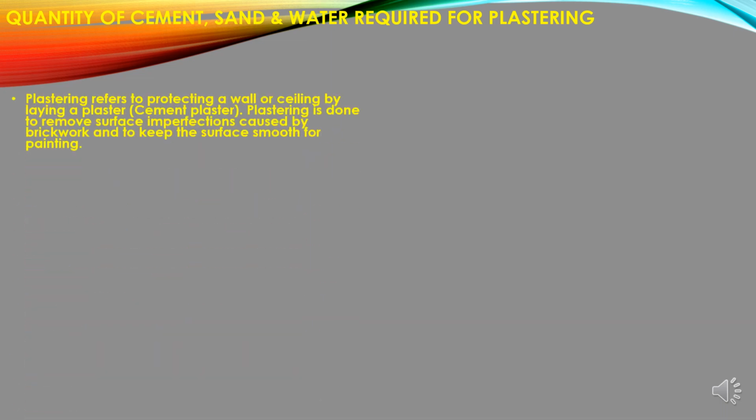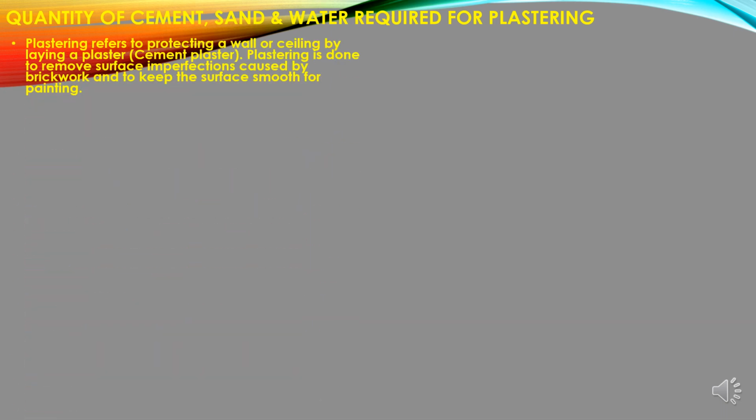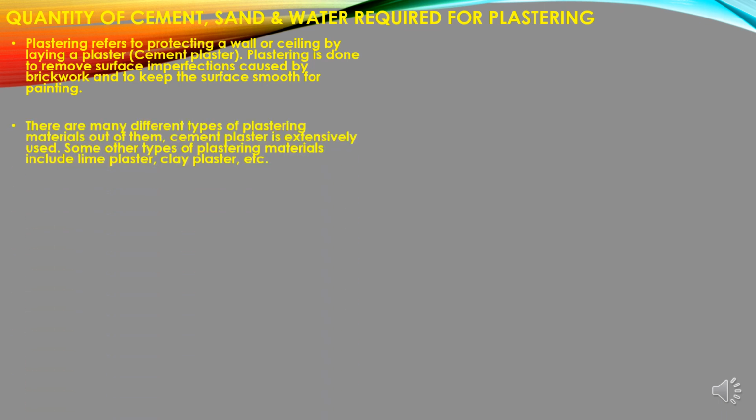Now, let us discuss how to calculate the quantity of cement, sand, and water required for plastering. Plastering refers to protecting a wall or a ceiling by laying a plaster. Plastering is done to remove surface imperfections caused by brickwork and to keep the surface smooth. There are many different types of plastering materials. Out of them, cement plaster is extensively used. Some of the other types of plastering materials include lime plaster, clay plaster, gypsum plaster, etc.